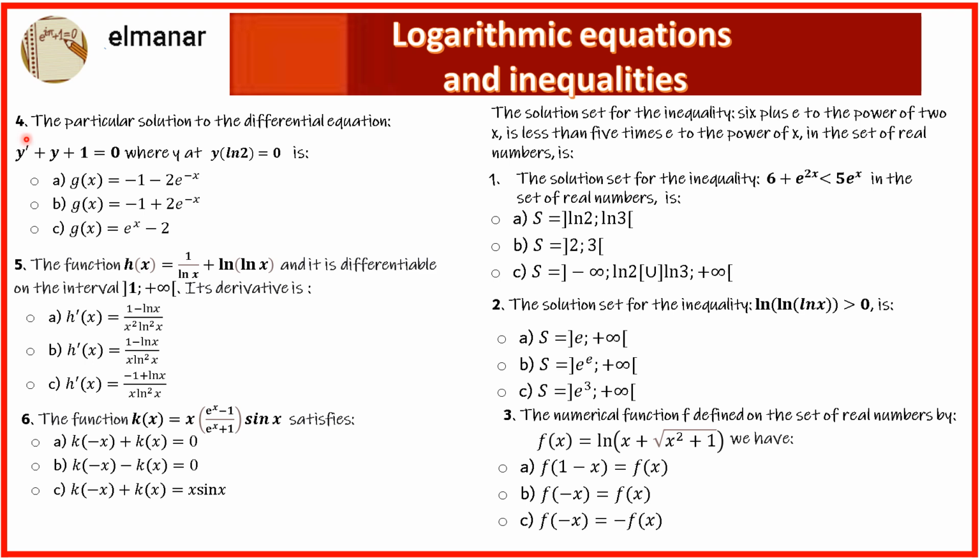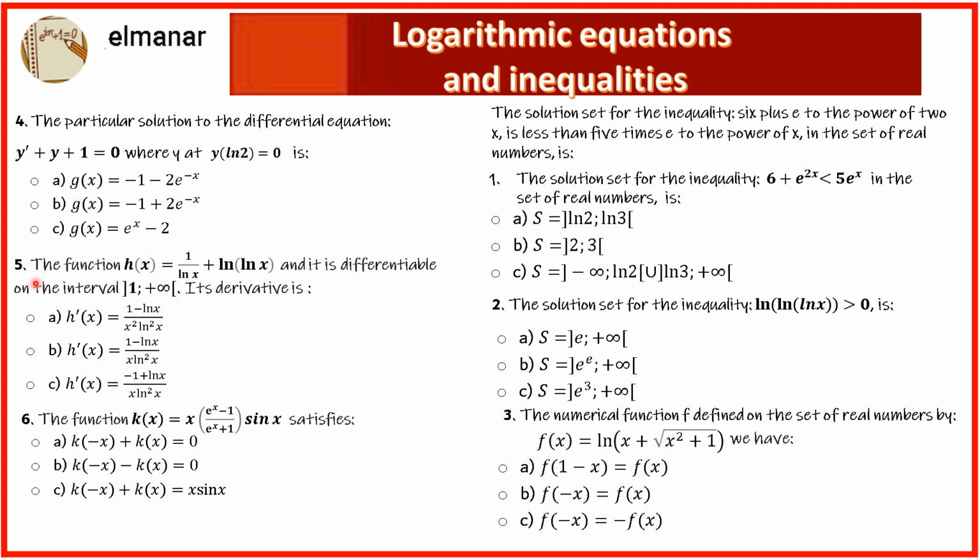Question 4. The particular solution to the differential equation y prime plus y plus 1 equals 0, where y of the natural logarithm of 2 equals 0, is A. g of x equals negative 1 minus 2e to the power of negative x. B. g of x equals negative 1 plus 2e to the power of negative x. C. g of x equals e to the power of x minus 2.